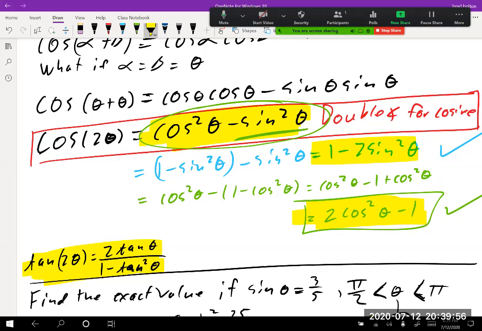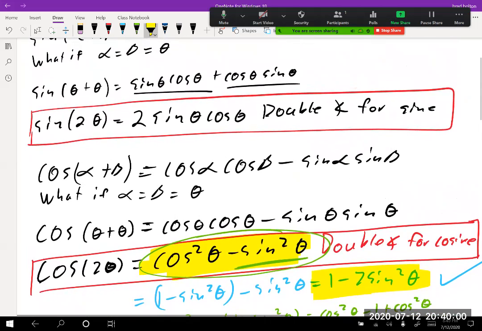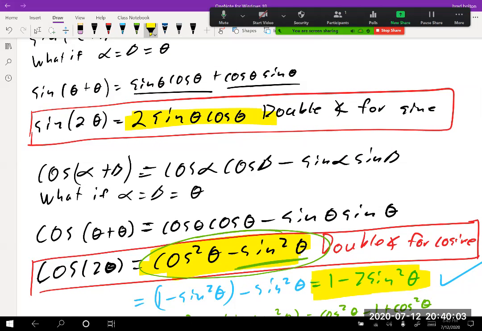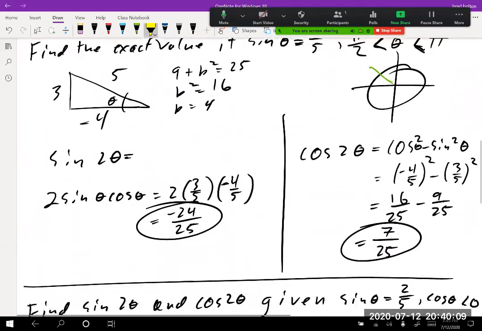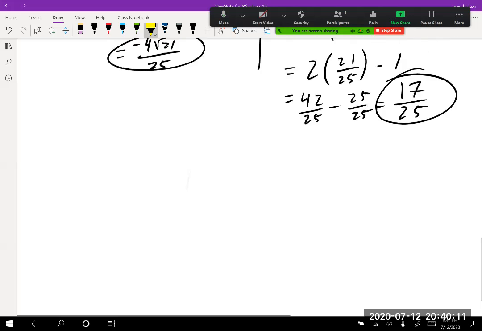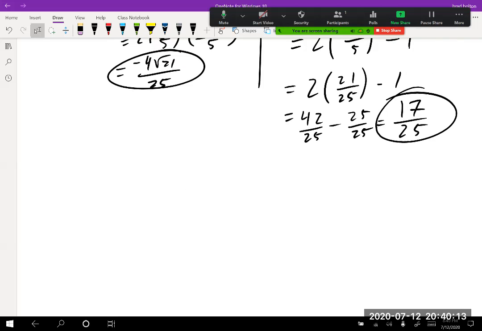So this one, and this one. These are all the same for the double angle for cosine. And then here is the double angle for sine. These are all the ones you should know for sure, without a doubt. Tangent doesn't come up very often for me, but the other ones definitely appear, and the double angle for sine even more so.